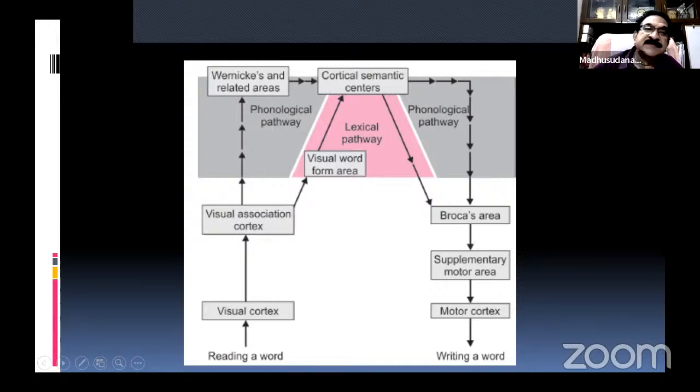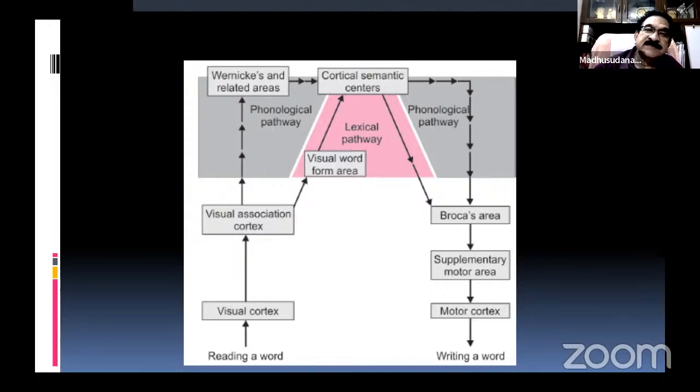Understood? Suppose the perisylvian area is affected and this pathway is preserved. They can read only familiar words; unfamiliar words they cannot read. A new place, the name of a new place, you cannot read through the visual word form area. For that you need the phonological pathway. So these are the two pathways, and your internal orthographic lexicon is this area, the visual word form area.